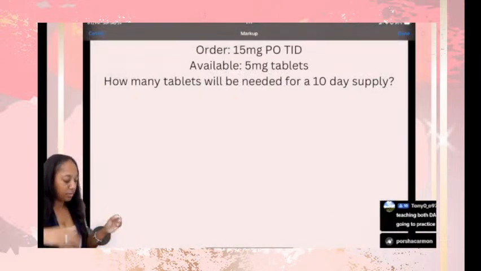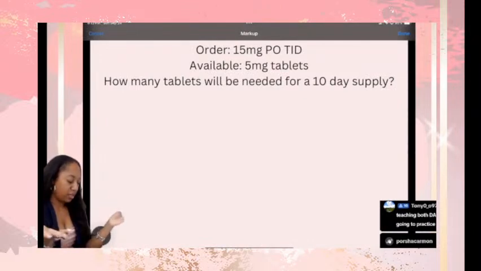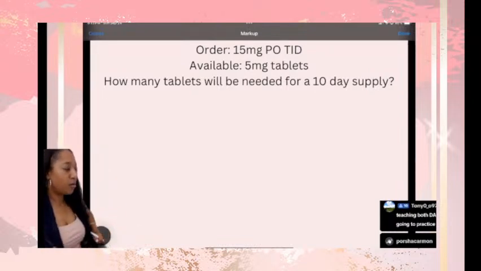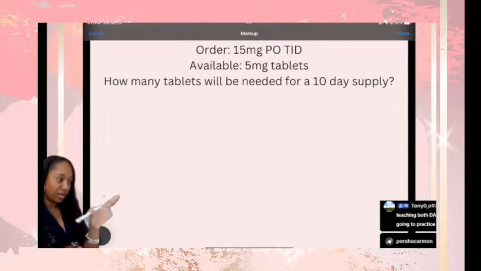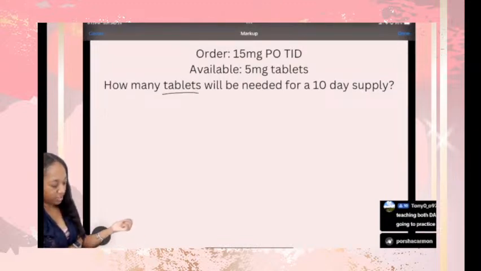Here we go. 15 milligrams PO TID is ordered. How many tablets will we need for a 10-day supply if we have 5 milligram tablets? Okay, so I know, Tony, you like ratio and proportion, but in this case, DA is going to really help, but you can still use it another way, okay? So if we're looking for tablets for a 10-day supply, we're looking for tablets. If we're looking for tablets, I'm going to start out with my tablets, okay?